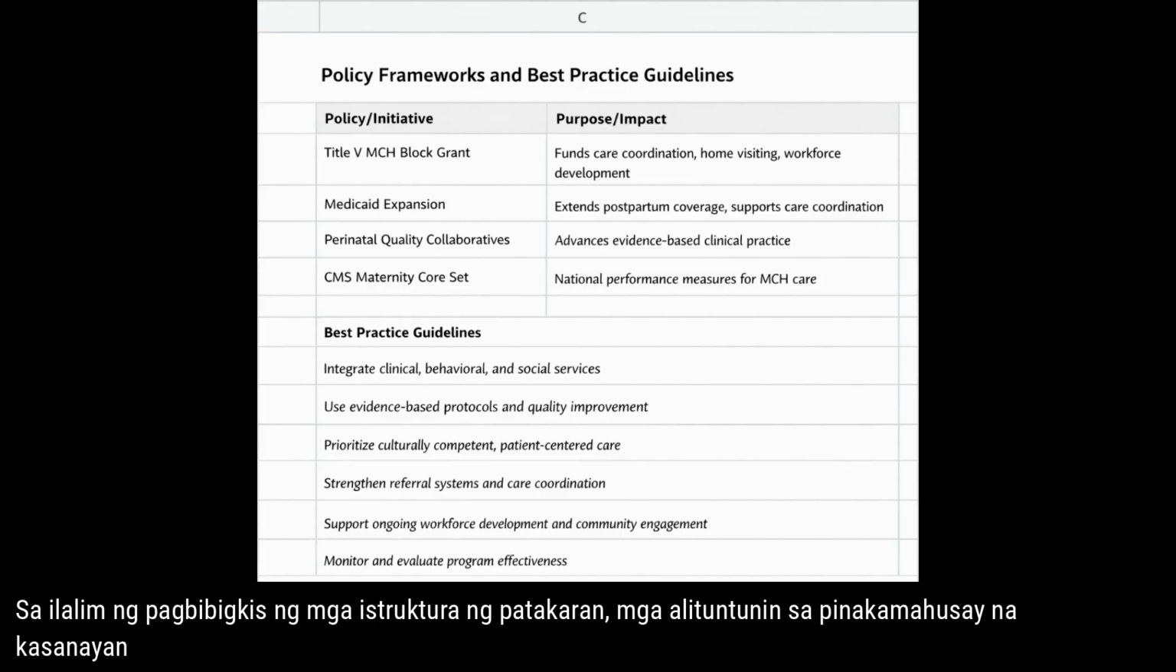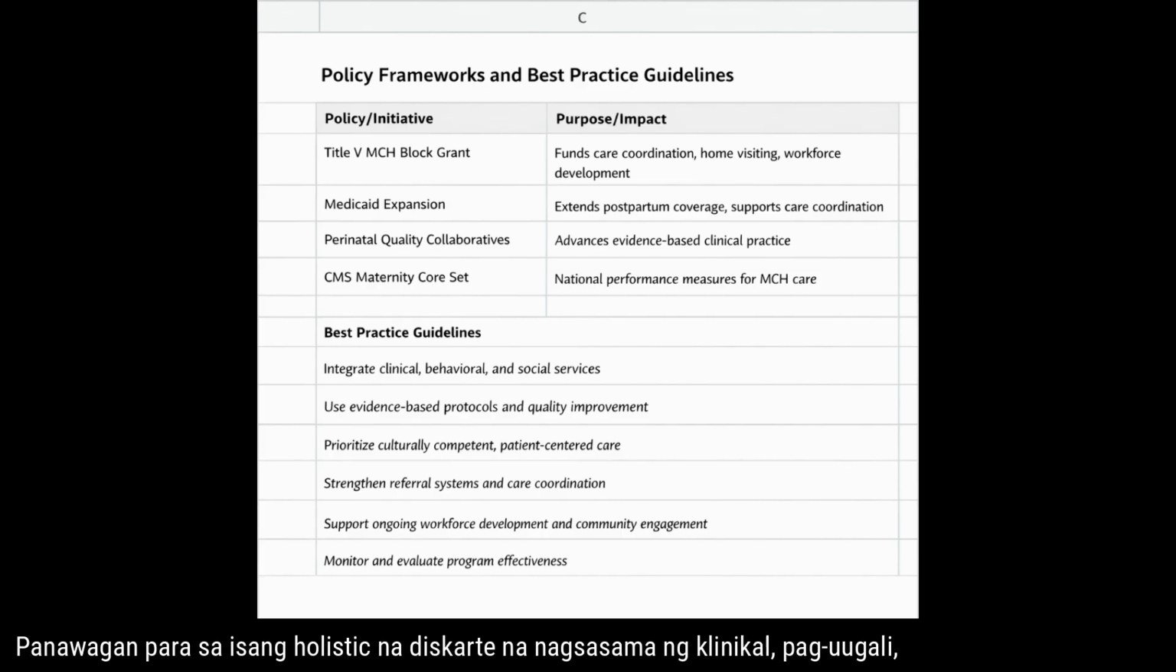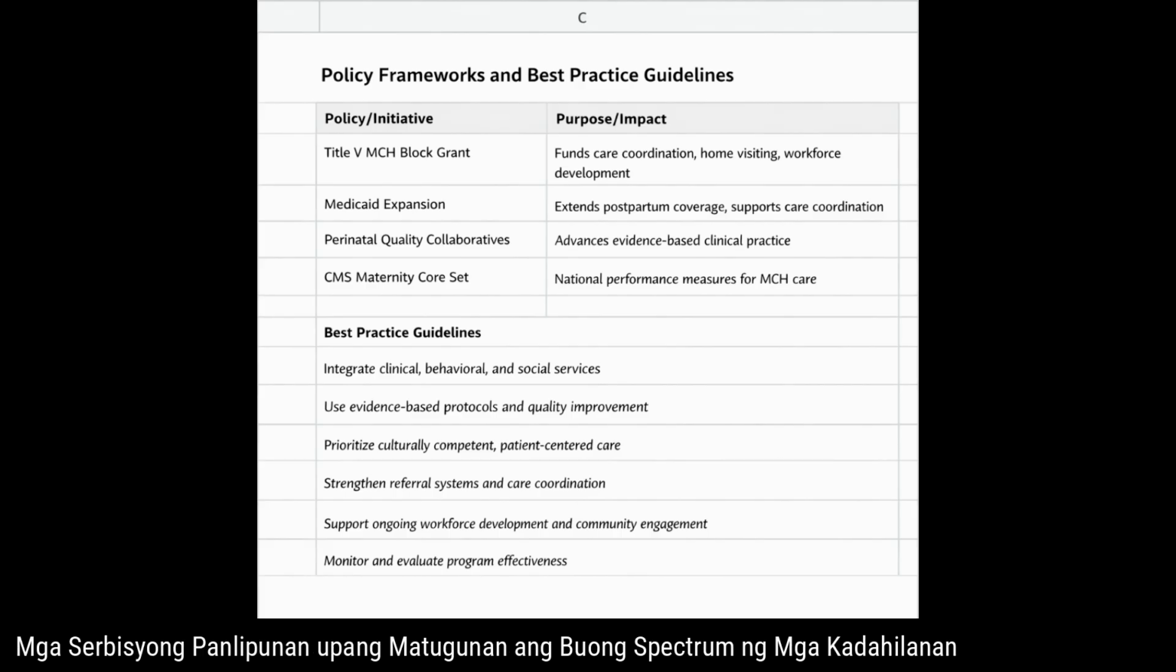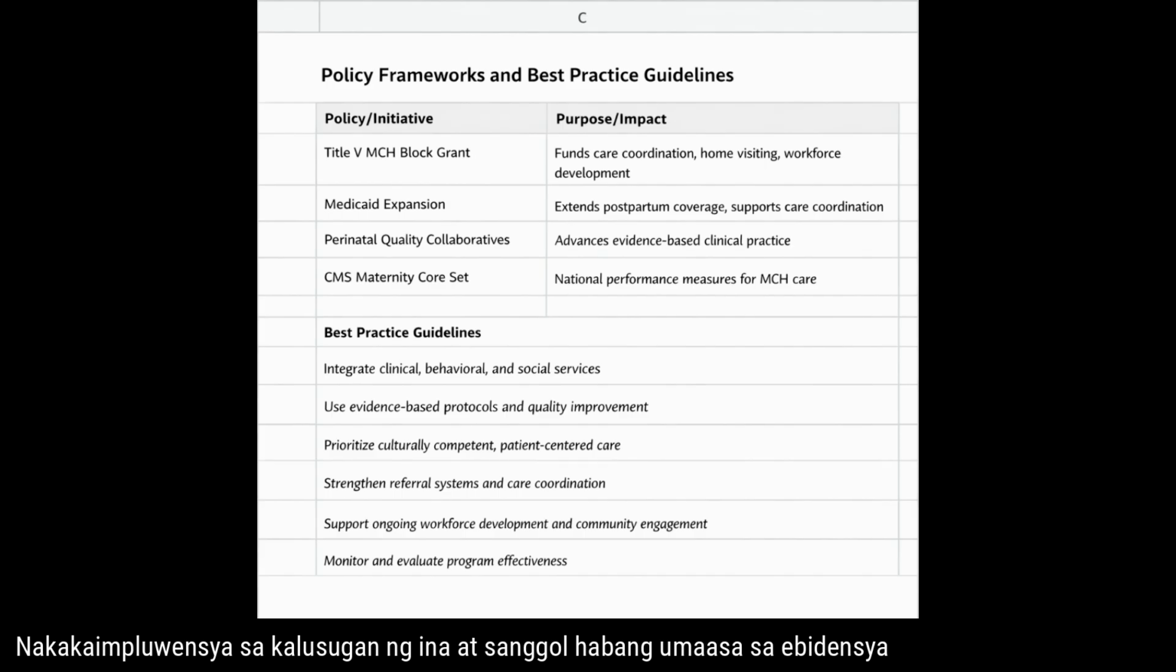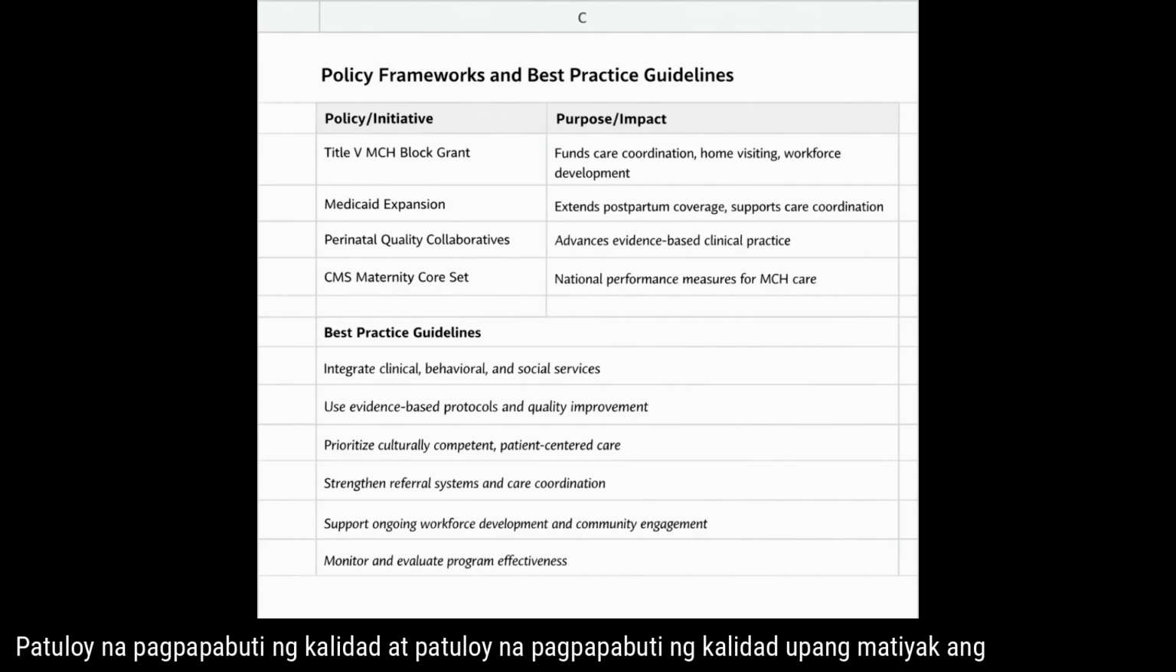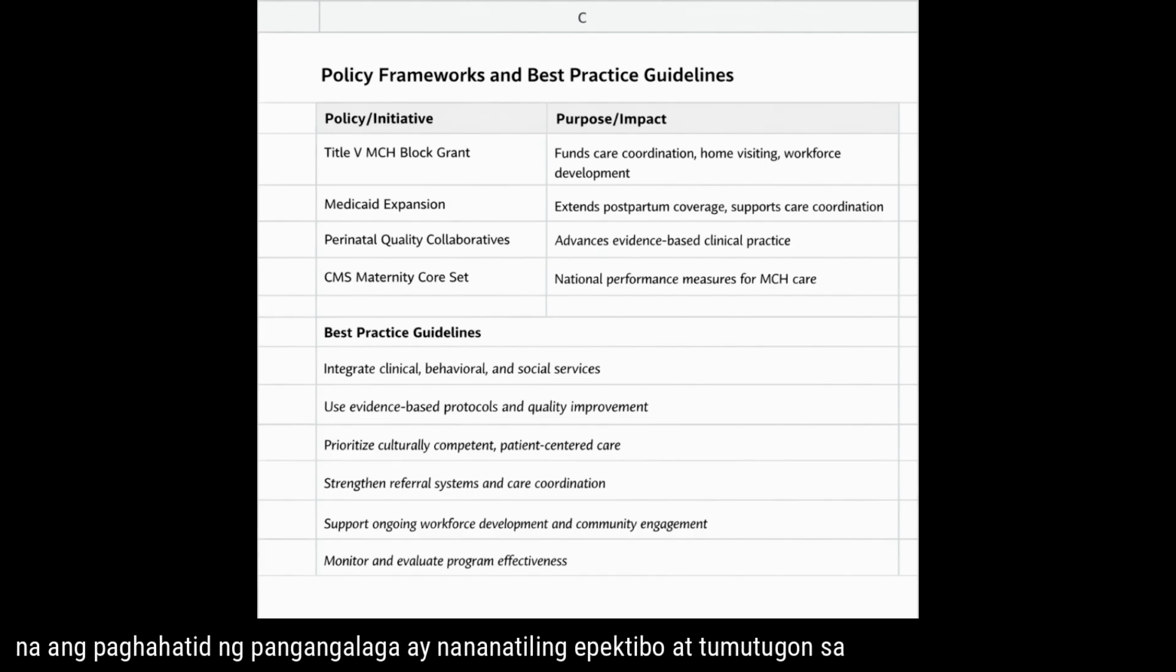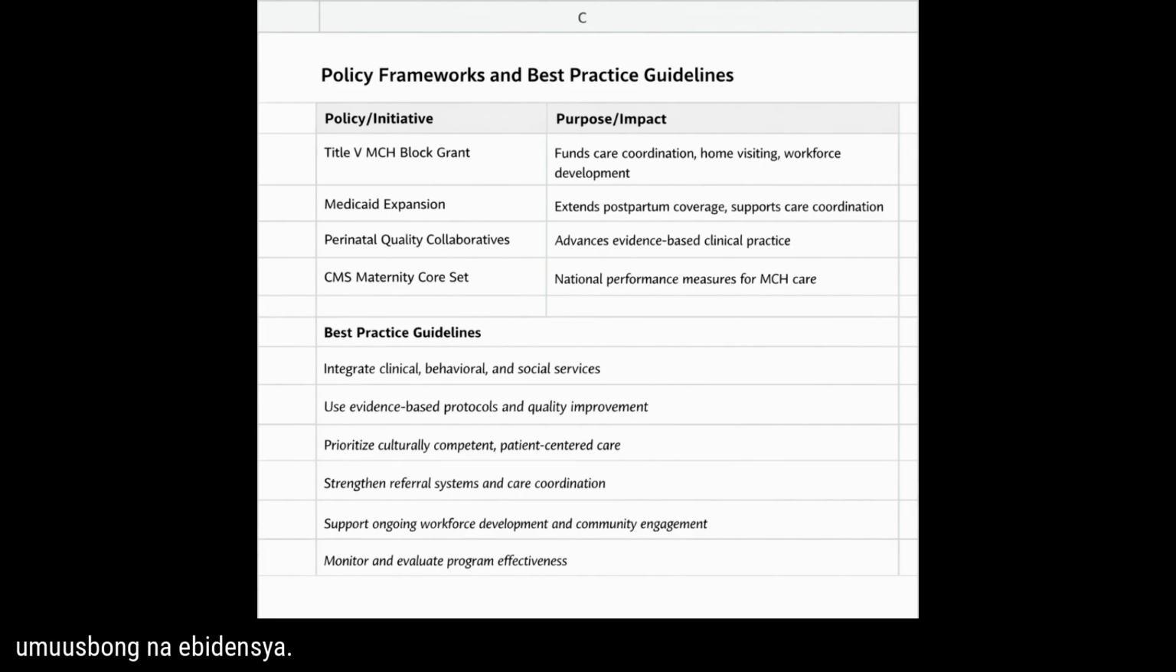Undergirding these policy structures, best practice guidelines call for a holistic approach that integrates clinical, behavioral, and social services to address the full spectrum of factors influencing maternal and child health, while relying on evidence-based protocols and continuous quality improvement to ensure that care delivery remains both effective and responsive to emerging evidence.